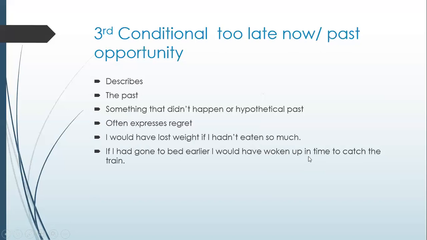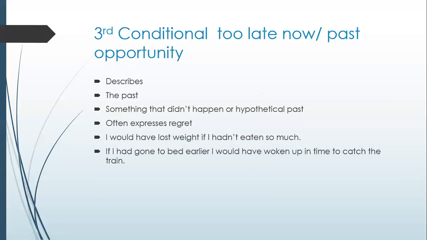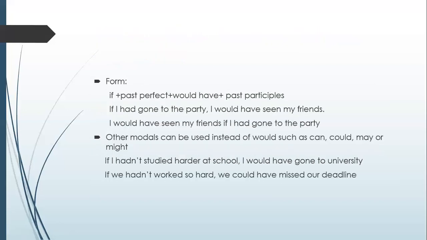So it is a third conditional sentence, which is about something which didn't happen. Now, what is the form of this third conditional? Its form is if plus past perfect, plus would have plus past participle. Okay, let's do another two more examples.